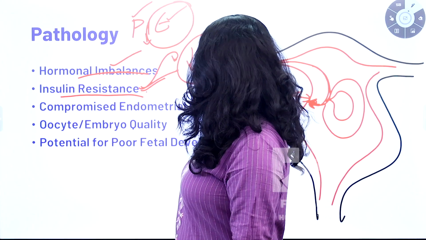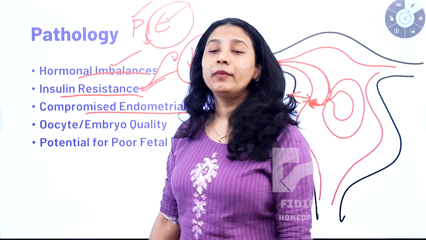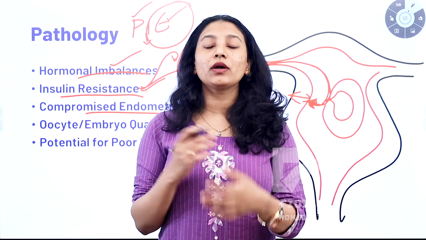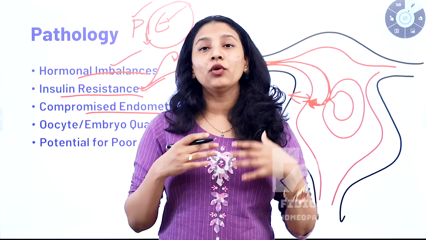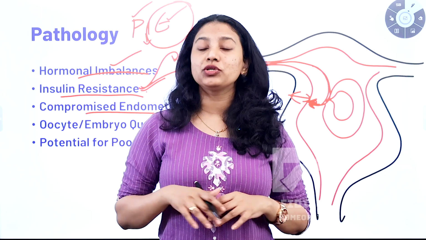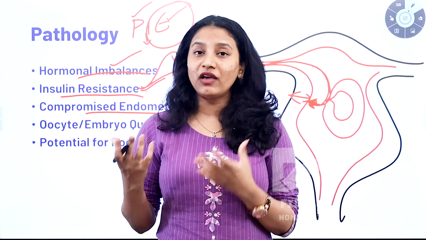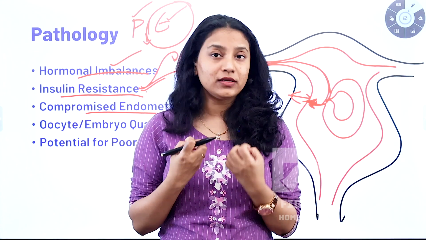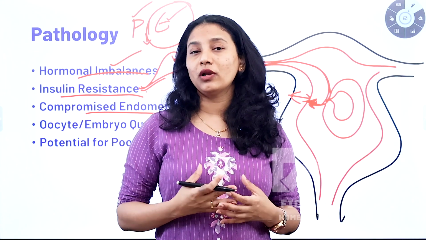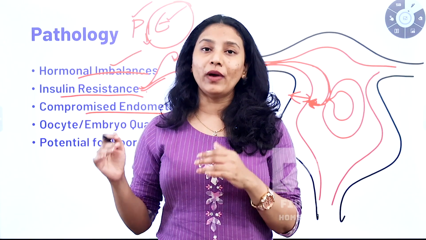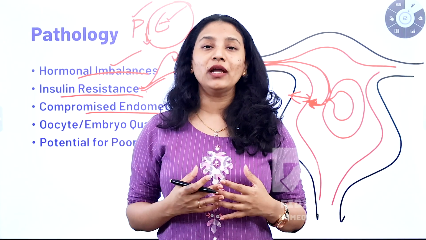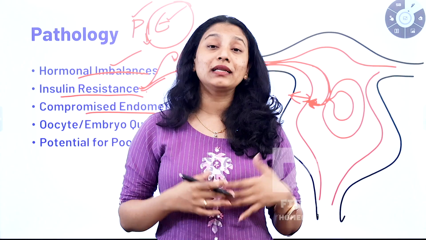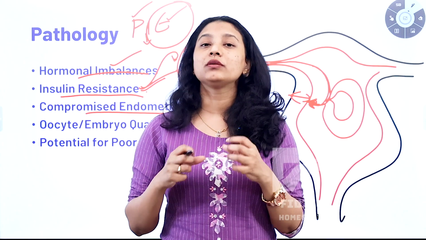And then compromised endometrial environment. Because of the hormonal fluctuations, it can be because of increased E1 in the body, decreased progesterone, increased LH or decreased FSH, hyperprolactinemia. The endometrial layer is very, very sensitive to estrogen and progesterone levels. Whenever they are not in a proper manner, the thickness of the endometrium can vary and it can cause miscarriages.